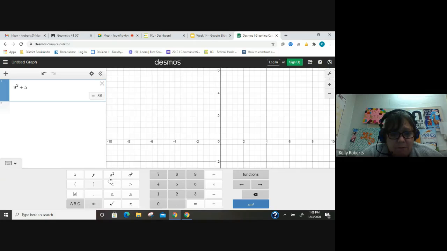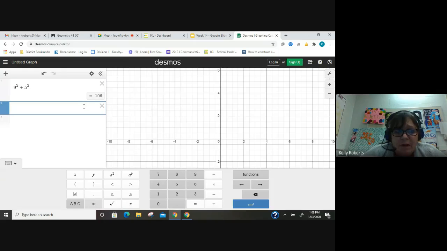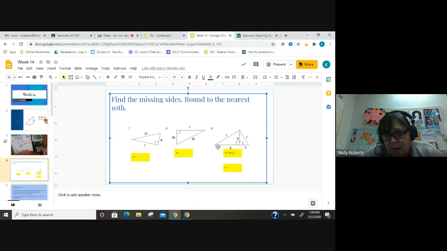Plus 5 squared. You can click these numbers or type them in either which way. So 9 squared plus 5 squared is 106. So c squared equals a squared plus b squared, so c squared equals 106. Well, I don't want c squared, I want just c. So I take the square root of both sides. The square root of c squared is c. The square root of 106 is 10.3. That's rounding to one decimal place.